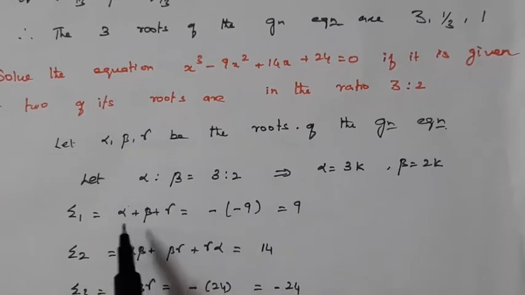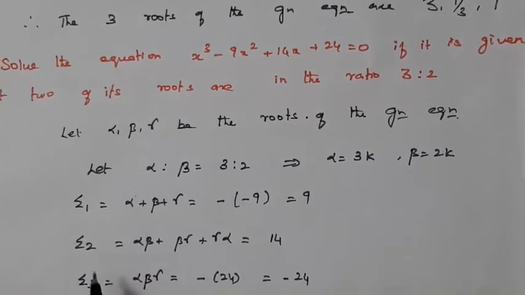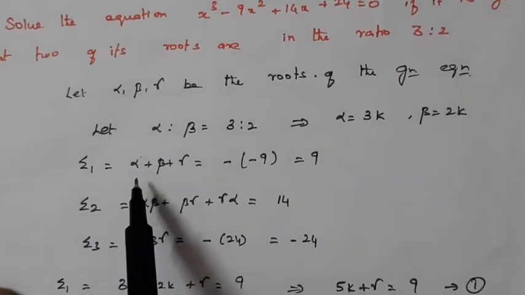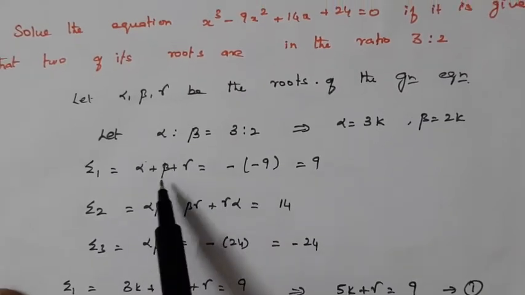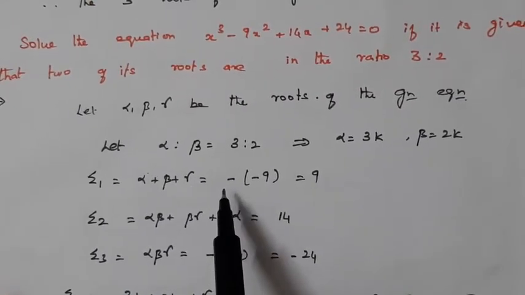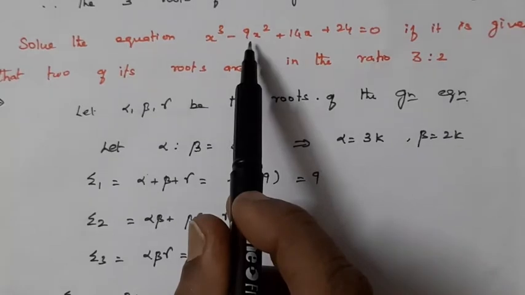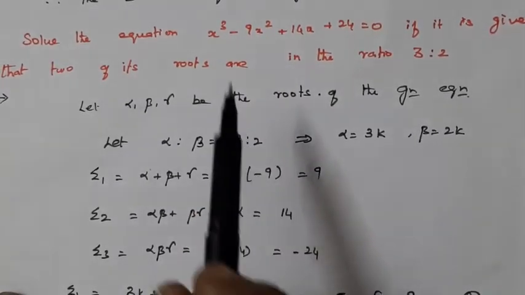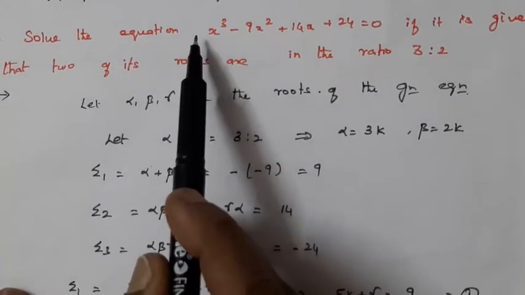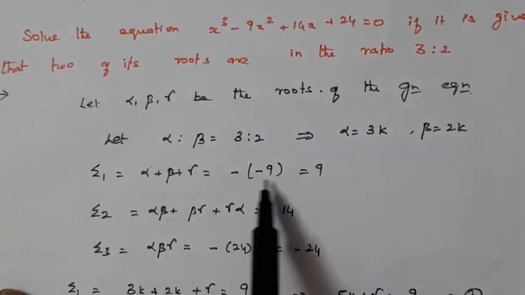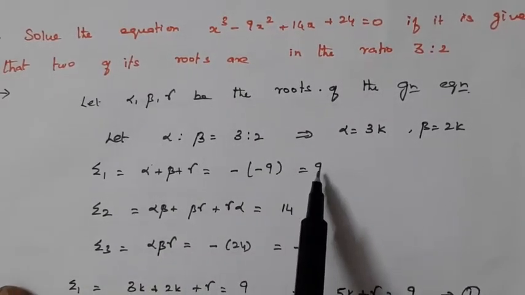Then as usual, find out sigma 1, sigma 2 and sigma 3. Sigma 1 is the sum of all the roots, that is alpha plus beta plus gamma, that is equal to minus of the coefficient of x squared, which is minus 9. As it is a monic polynomial, the coefficient of x cube will be 1, so no need to write the denominator there. So it will be equal to 9.